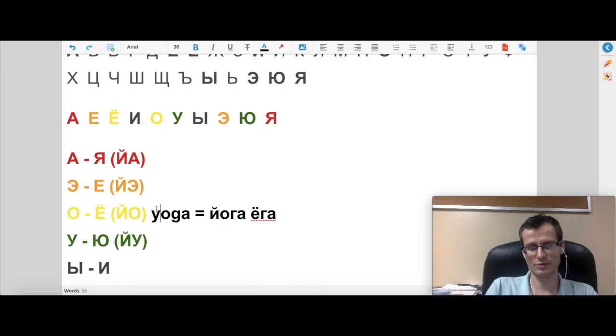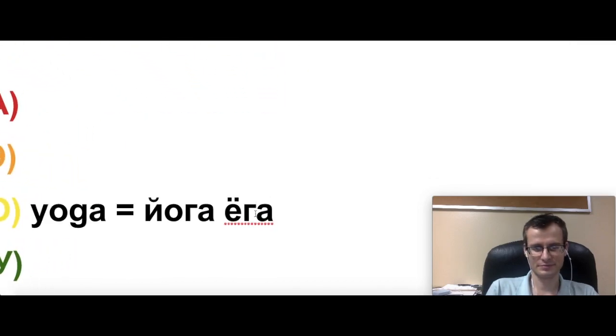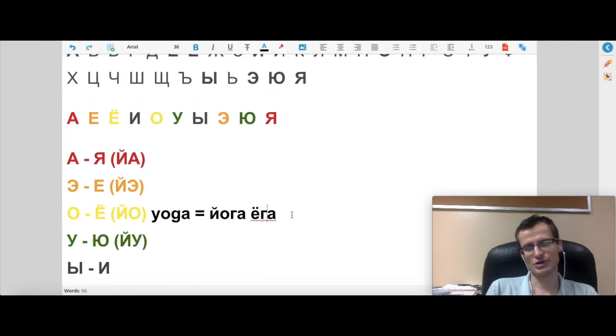Yoga, just like in the original English spelling. And again, if you spell it as yoga, it's going to sound exactly the same, but you see, autocorrect is recognizing that it's not a word, so it's underlining it as a bad spelling, because it's not a real word.